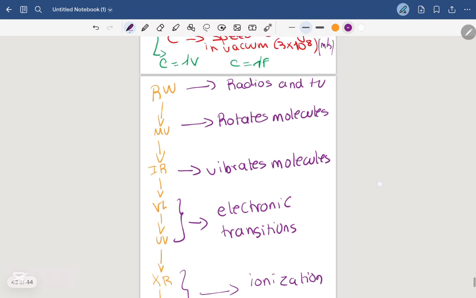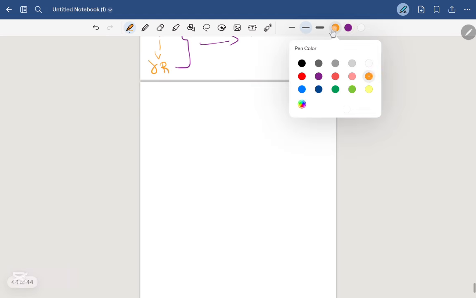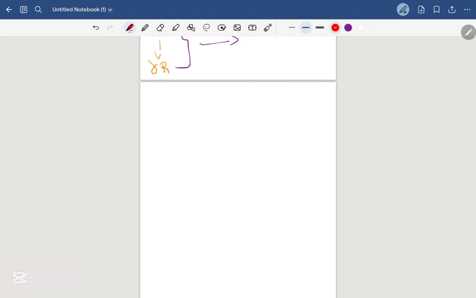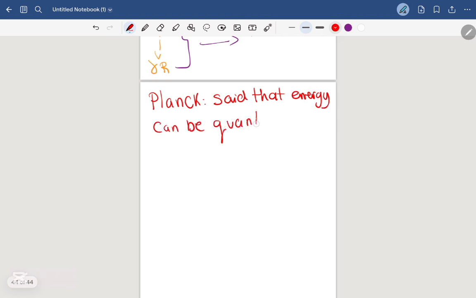Now we move on to a next concept, which I think we all have seen at the beginning of the term, which is Planck. What did Planck state, and why is he important in chemistry? Planck stated that energy, like energy in general, can be quantized, meaning it can have a quantity. And they come in packets. So they're not single particles of energy, they come in packets, right? So what did he say? He said that energy can be quantized and comes in packets.